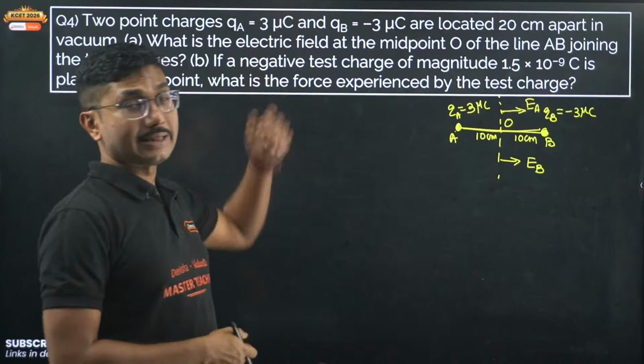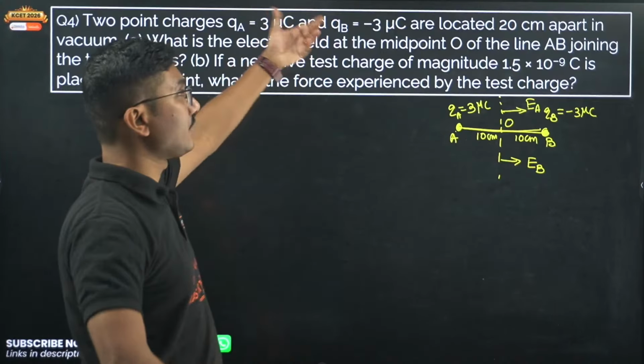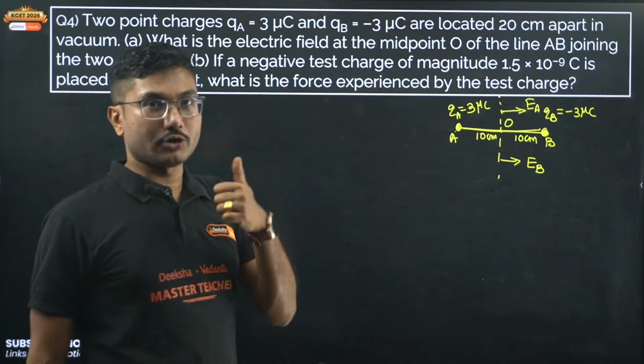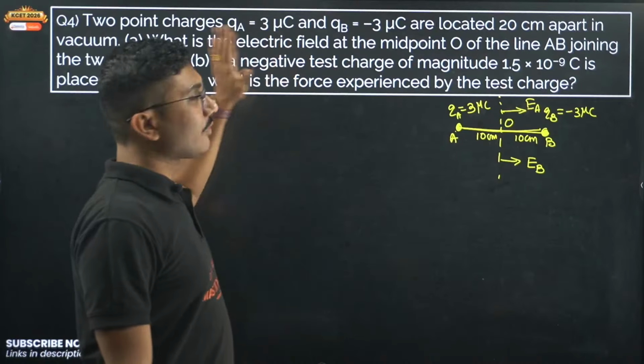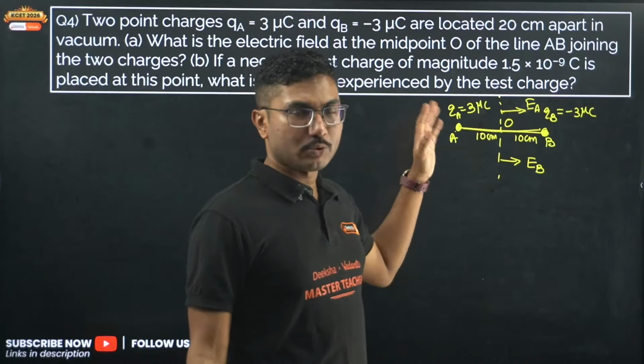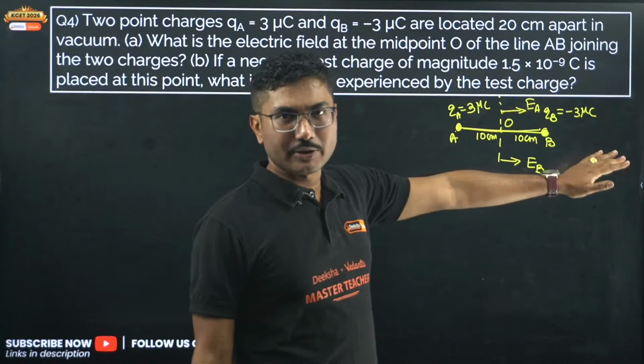Now in the exam paper, you might get a question where charges have different values. Then you cannot use the shortcut that I am using, but otherwise the method is the same. Suppose both of them are positive. Suppose one is 2 microcoulomb, one is 6 microcoulomb.